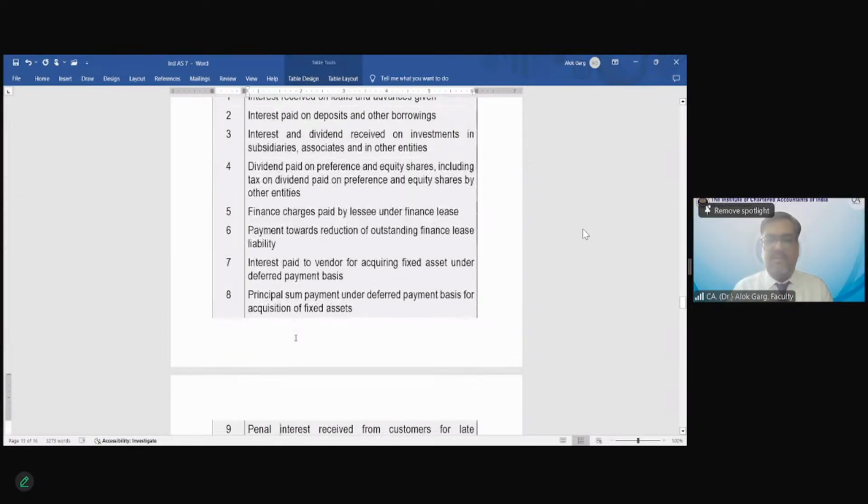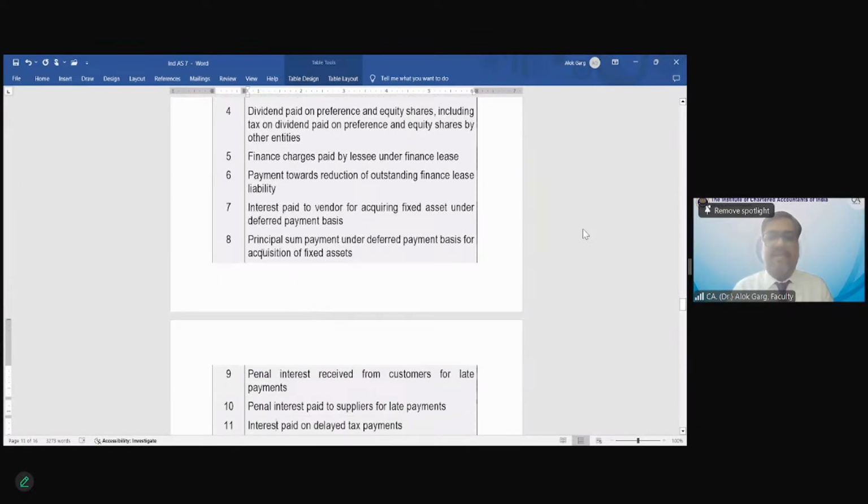Got it. Thank you. Question number 8. Interest we discussed, right? In point number 7, we talked about interest payment to the vendor for late payment to acquire a fixed asset. In point number 8, we are talking about the principal payment under deferred payment basis for acquisition of a fixed asset. Investing activity for both.